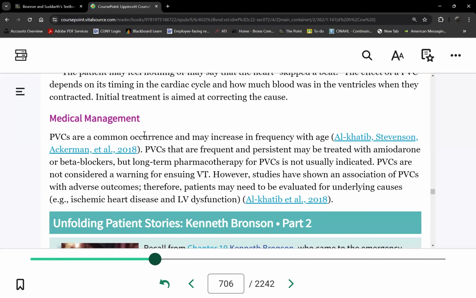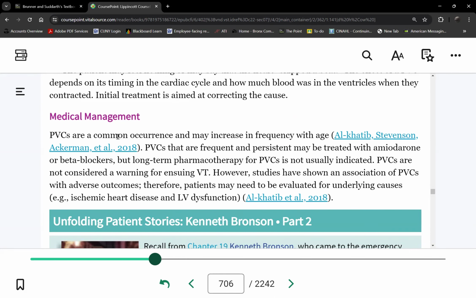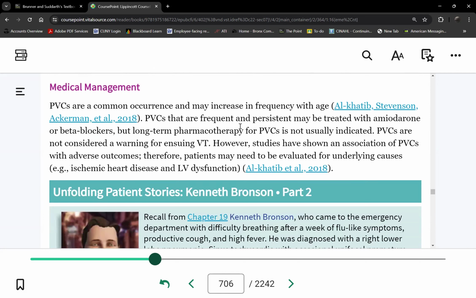Depends. Do you have symptoms or not? And what type of PVC do you have? Do you have just the bigeminy, the trigeminy? What do you have? And it's always based on symptoms. Does the patient have symptoms? You have symptoms, then we treat it. And if not, we monitor and try to again identify and eliminate the cause.